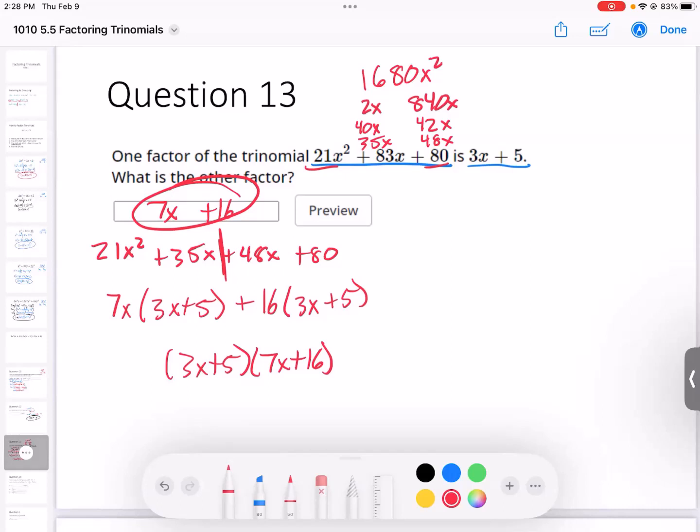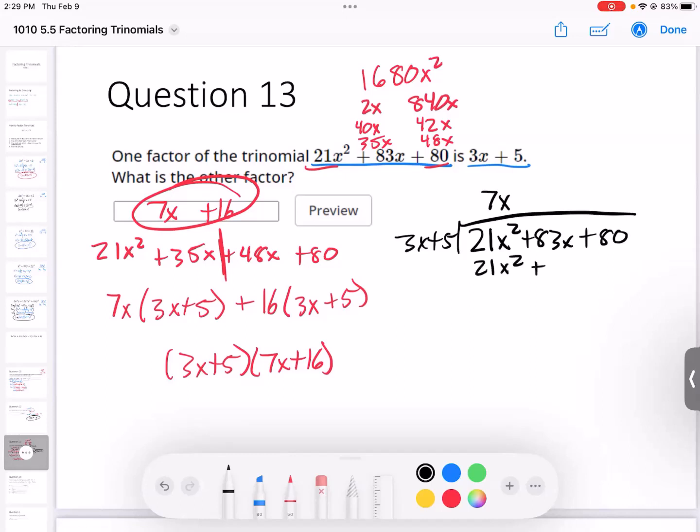And you would get the same answer that we got solving it with this method, because if you do 21x squared plus 83x plus 80 divided by 3x plus 5, well, 21x squared divided by 3x is 7x, which gives you 21x squared plus 35x. Then you subtract those. And when you subtract 83x minus 35x, I think you get 48x plus 80.